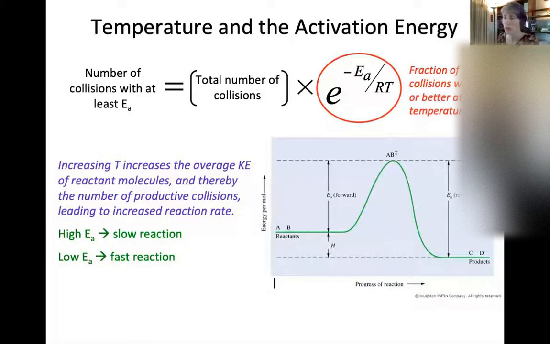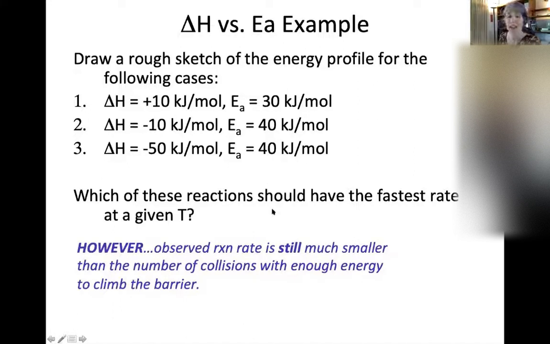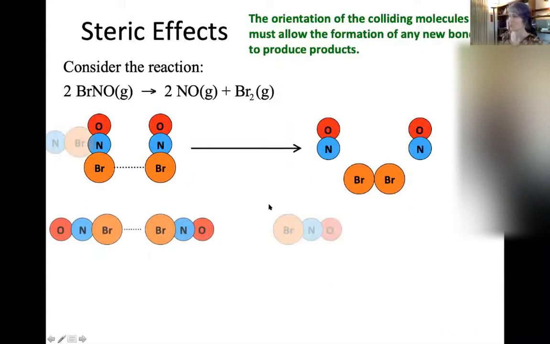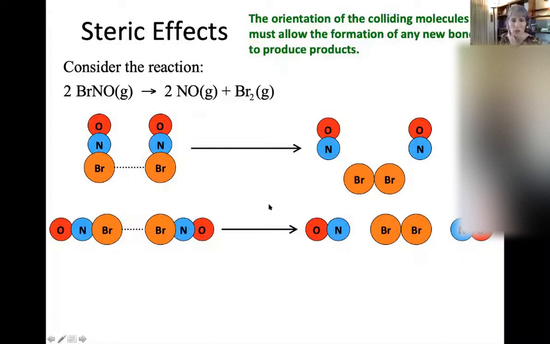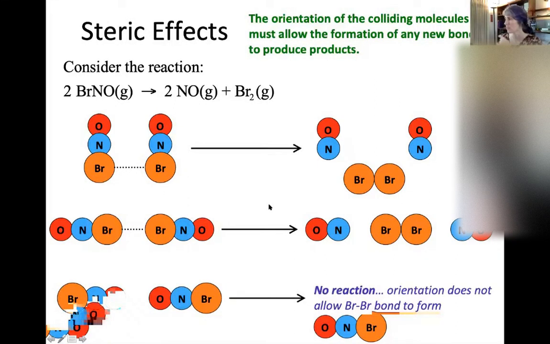And there's a couple questions in here. Draw a rough sketch. For this one, we're really looking at the activation energy. So the fastest rate is just going to depend on that 30 kilojoules per mole. But the actual observed rate is still much smaller than we would expect, and that's because of those steric effects. So this is basically just another animation showing the orientation effect.